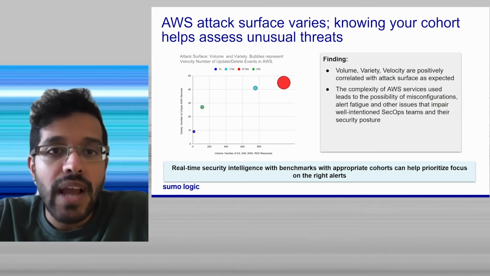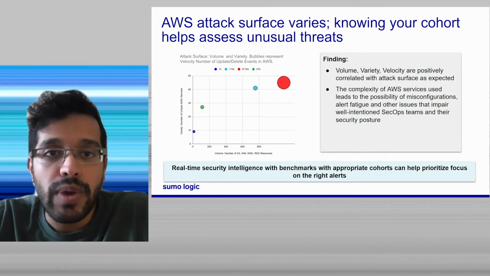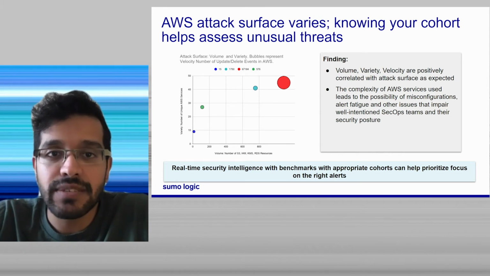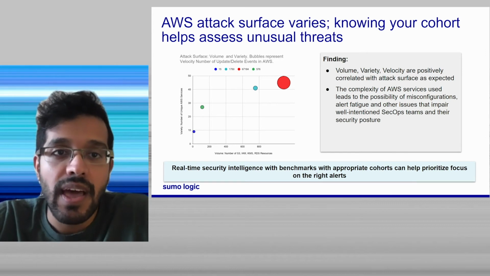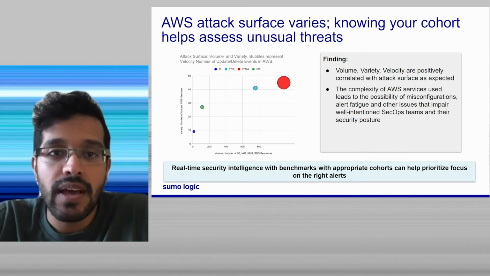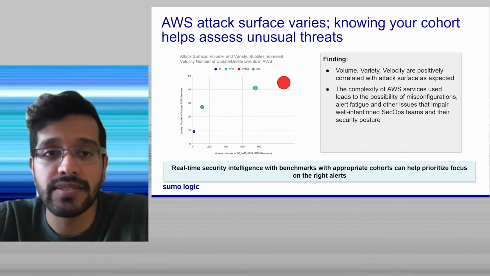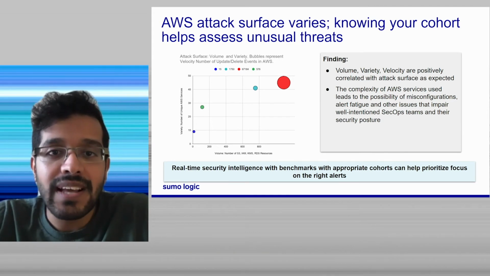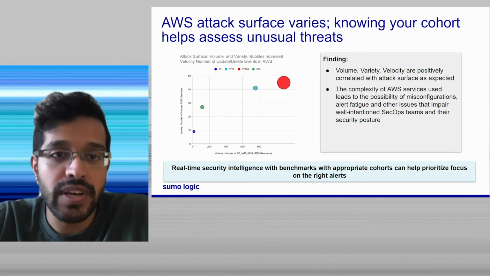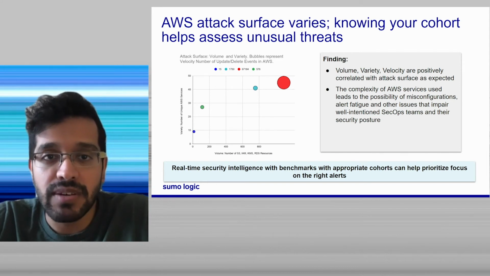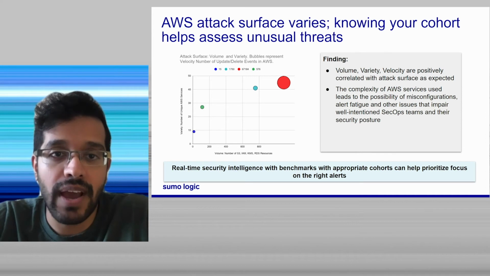So moving now more to the security side of things, we analyzed enterprises' attack surface and found that attack surface varies broadly across our customers. And knowing your cohort baseline can help contextualize the security posture and assess unusual threats. So we analyzed about 11,000 AWS accounts in Sumo Logic's population of AWS customers and segmented them into about 3 cohorts. We analyzed the data and identified specific AWS services that were representative of the cohort characteristics.